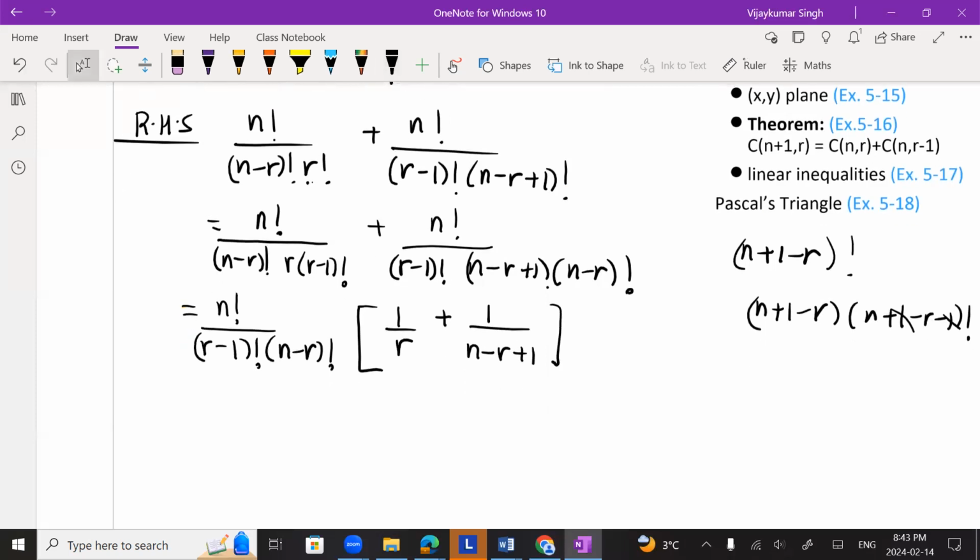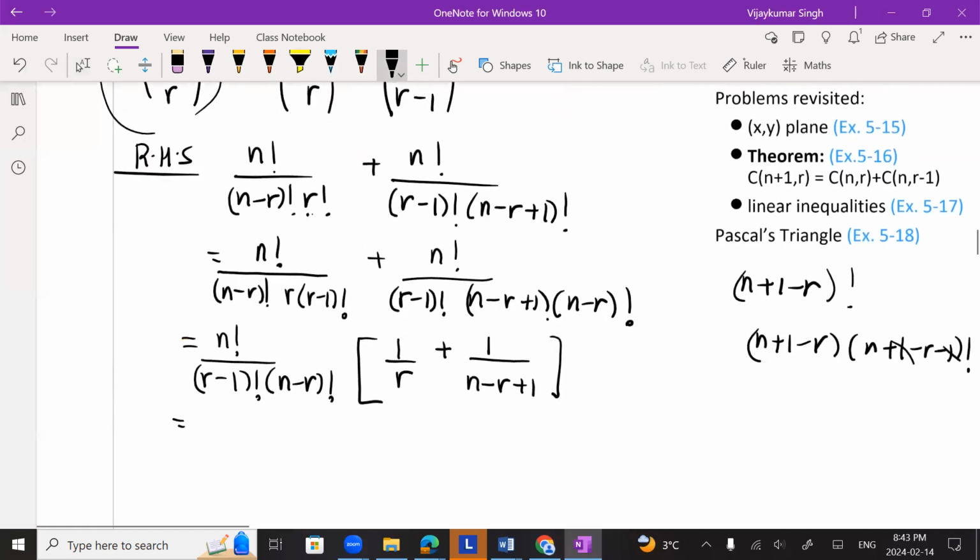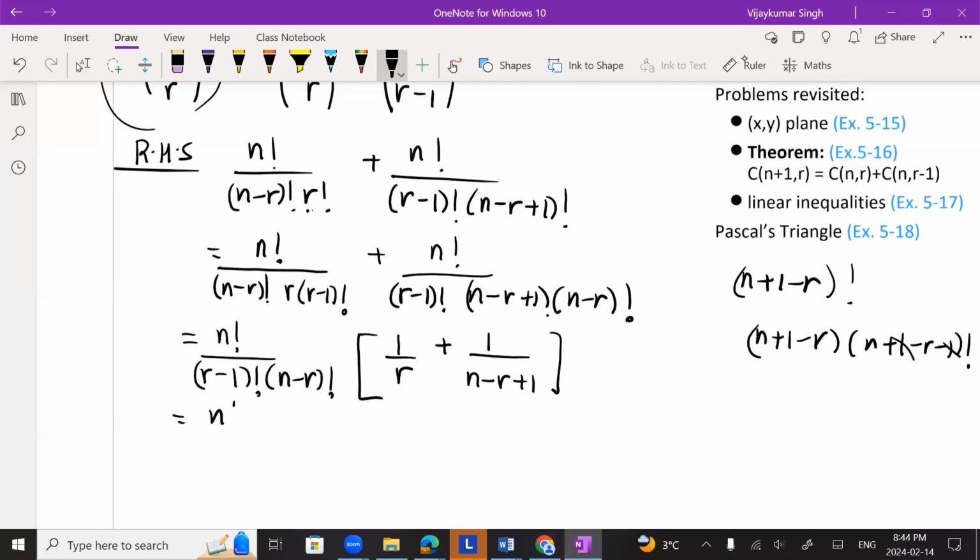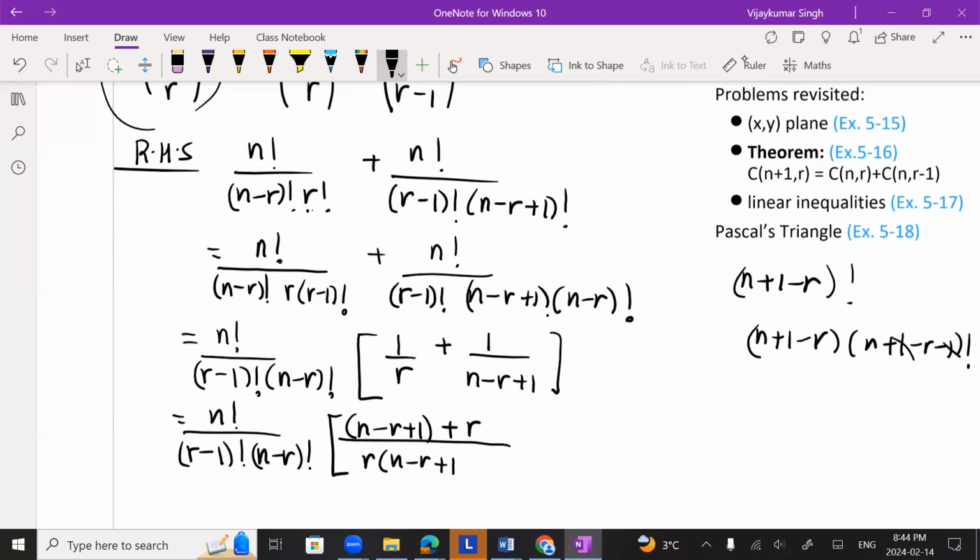Okay, now we need to simplify this. Let's cross multiply and see if we can make it look like this guy. So we need n plus 1 on the top. So let's see if things simplify in our favor or not. We'll try to simplify it as much as we can, hoping that it simplifies. So we have what? (n minus r plus 1 plus r) divided by r times (n minus r plus 1). Okay. So now what will happen? This r and this r will cancel. So what do we have on the top? We have n factorial times n plus 1 on top.